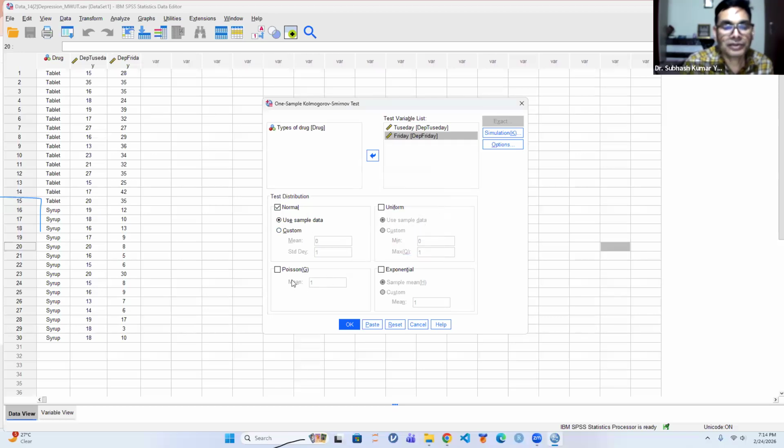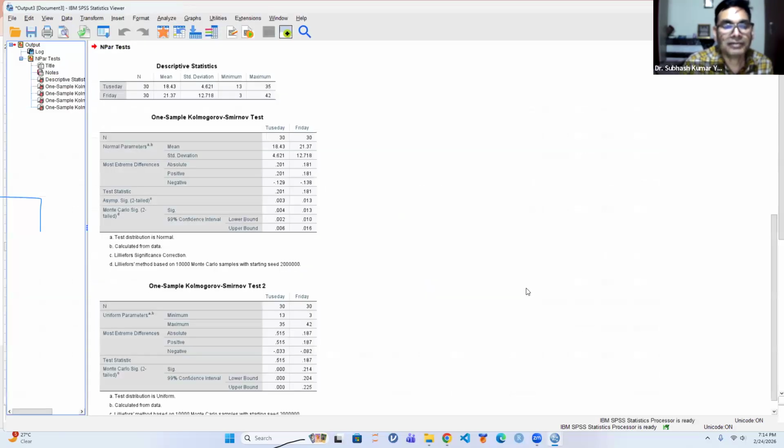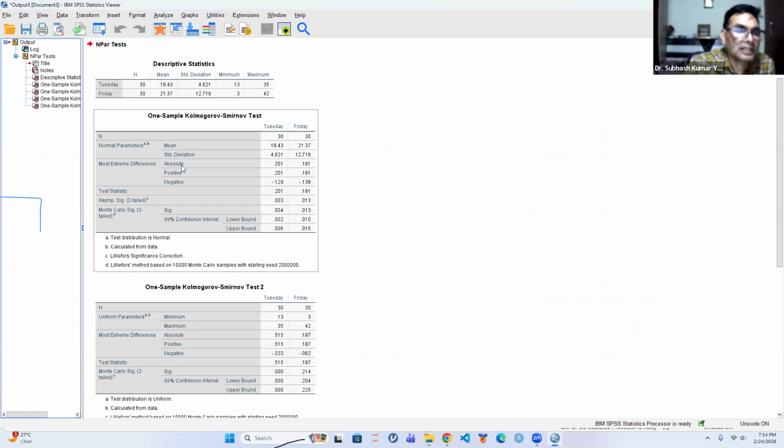Otherwise, whichever distribution you wish, normal distribution, uniform distribution, Poisson distribution, exponential distribution, every one you can have. So this way you can see here. And these are the descriptive statistics, and this is for the one sample Kolmogorov test. This is for the normal distribution, this is for the uniform distribution.